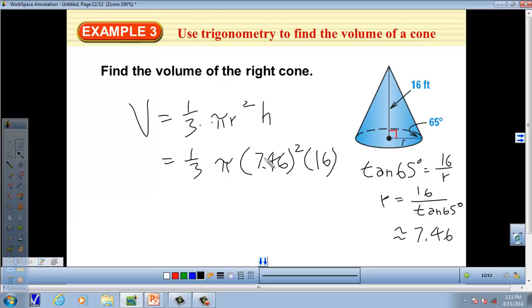Remember, just use this on your calculator and just square the number that you have, multiply that times 16, and multiply that answer times pi, and then we're going to divide that answer by 3. If we do all of that, we should get approximately 932.68 cubic feet. Okay?